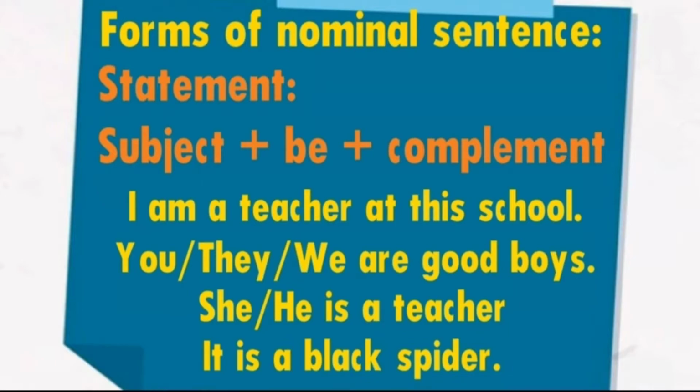And for the subject she, he, and it, you have to put is. The example is, she is a teacher. Dia seorang guru. It is a black spider. Ini adalah laba-laba hitam.